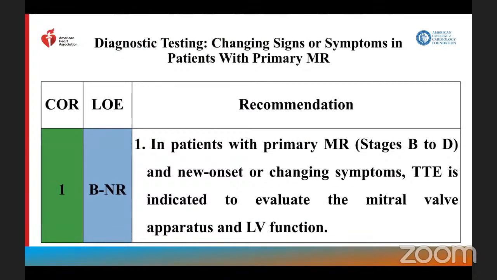For frequency of testing, in case of changing signs or symptoms. In patients with primary MR and new onset or changing symptoms, transthoracic echo is indicated to evaluate the mitral valve apparatus and LV function. That's class 1 level B.